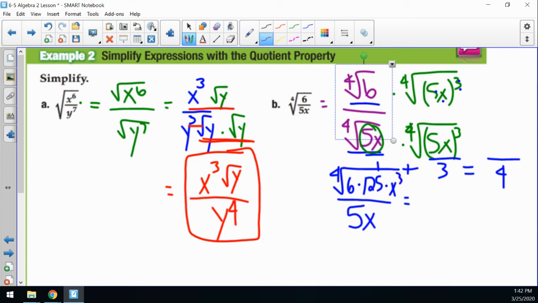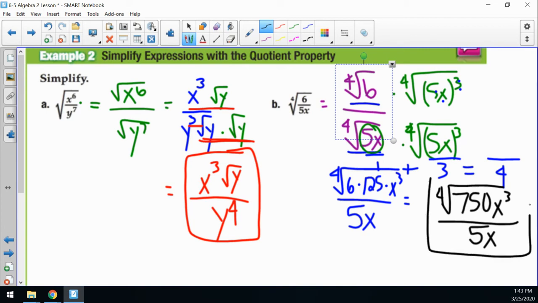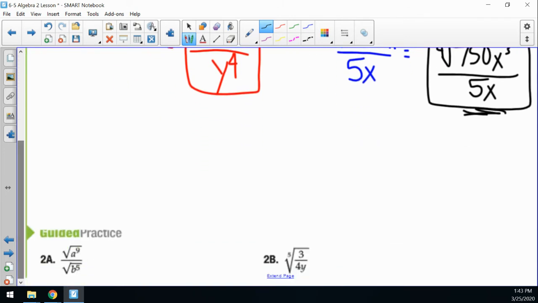And so my final answer, I'll write it here in black, is going to be the 4th root of, well, 6 times 125, I'll do that on my calculator, is going to be 750 x to the 3rd all over 5x. That's my final answer. And a lot of times people ask the question, well, it goes from something that looks easier to something that looks harder for the answer. But this is technically the simplified answer, and we no longer have that 4th root on the bottom, right? And that's what we're going for. We're going for getting rid of our 4th roots or nth roots on the bottom.